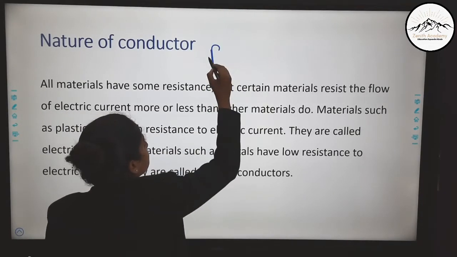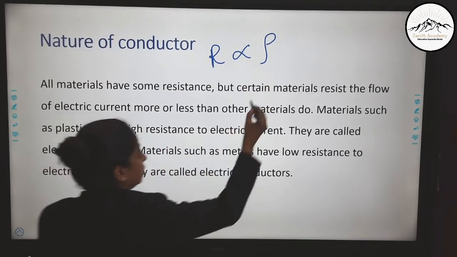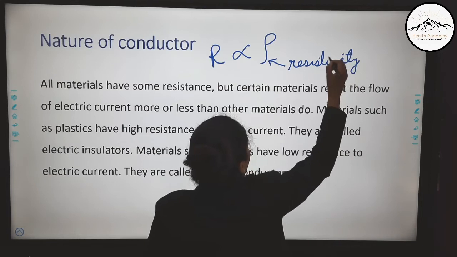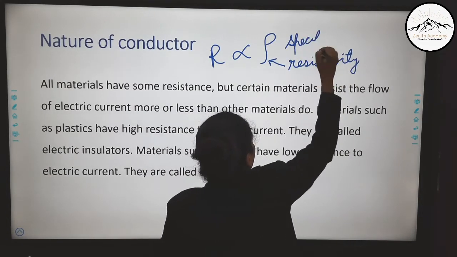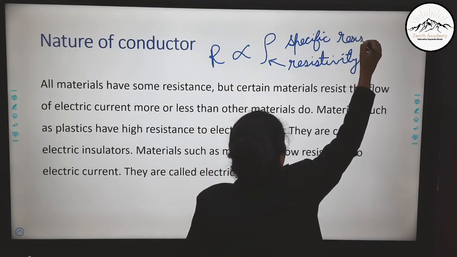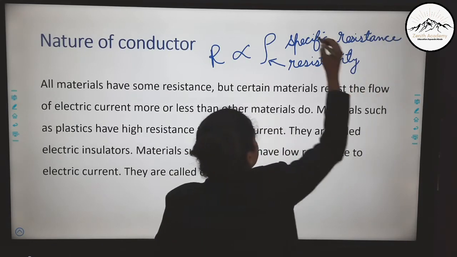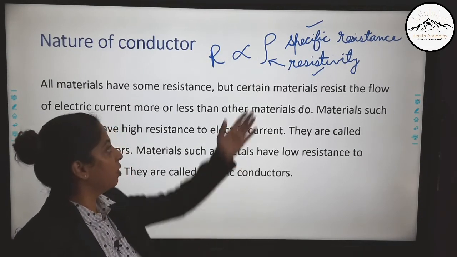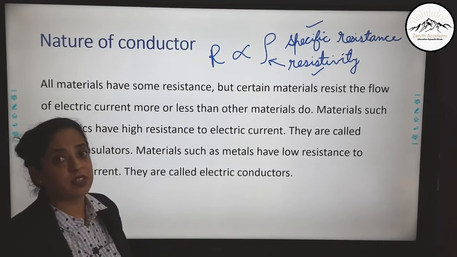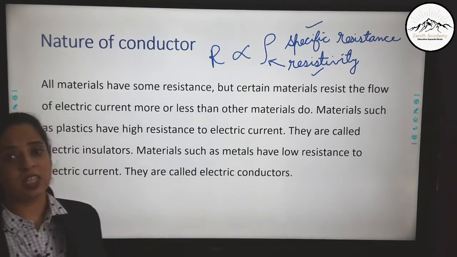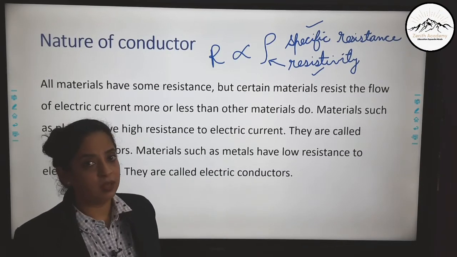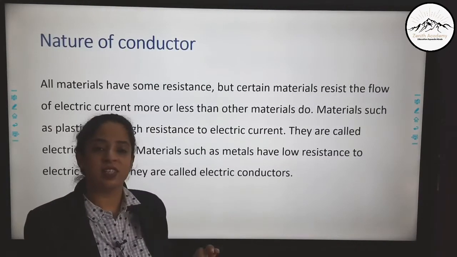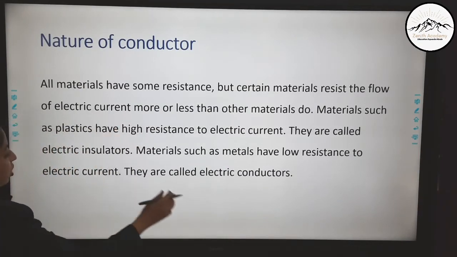And we all know that resistance is directly proportional to resistivity. This is resistivity, and this is also known as specific resistance. Now what is specific resistance or resistivity? They are unique properties of the materials. So copper has a different specific resistance, iron has a different specific resistance, and plastic has a different specific resistance. So that is why, depending on the resistivity of the material, the resistance is decided. So we can say that resistance of a conductor is directly proportional to its nature of material.